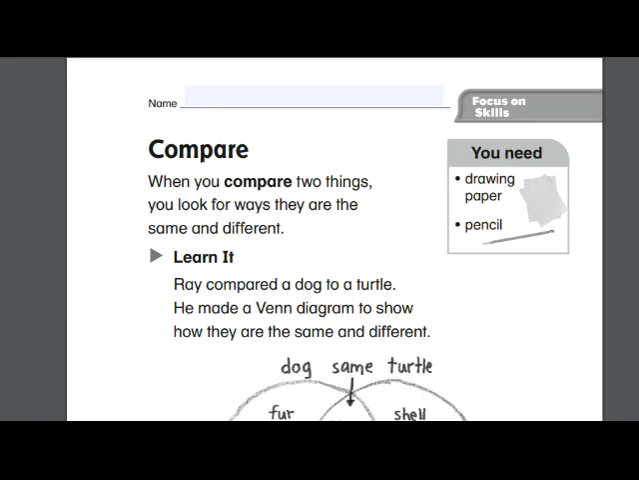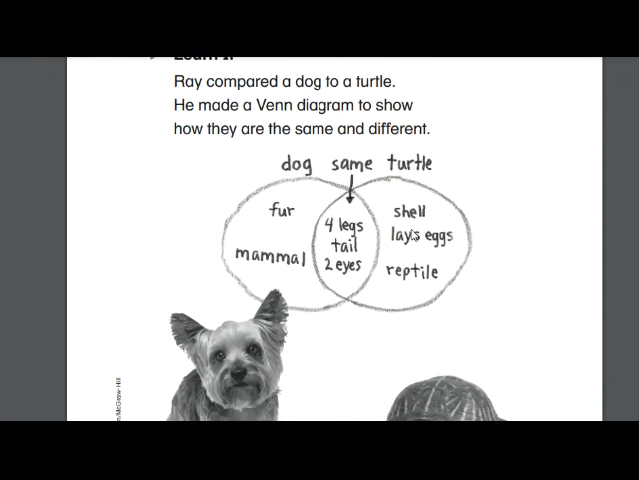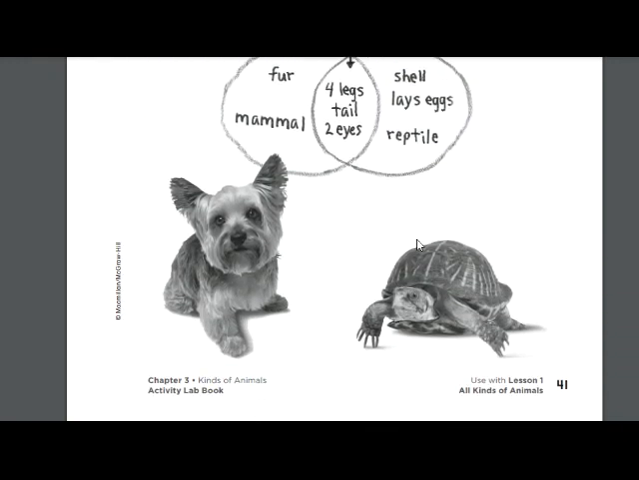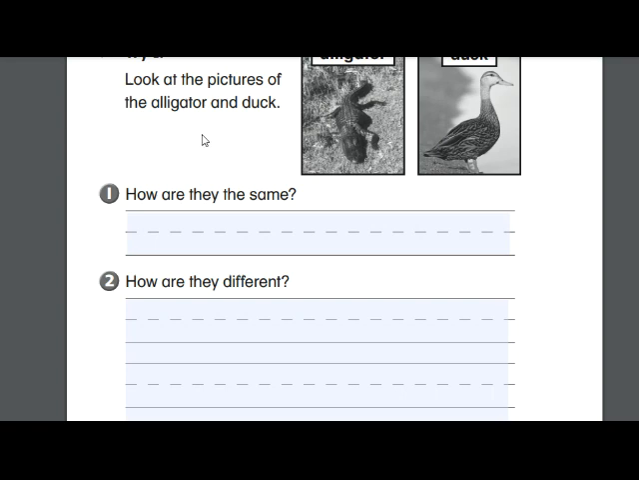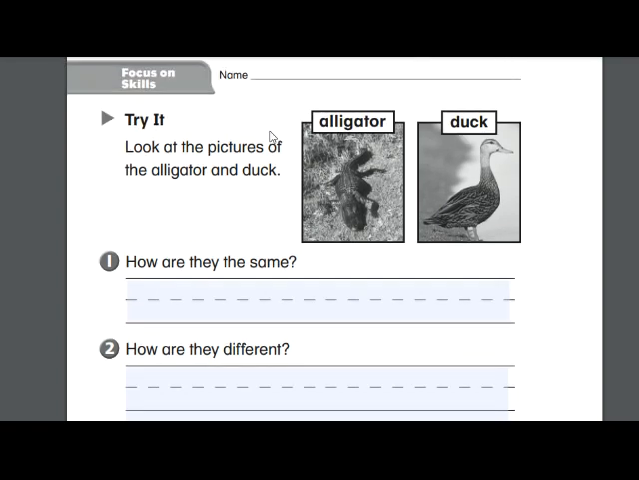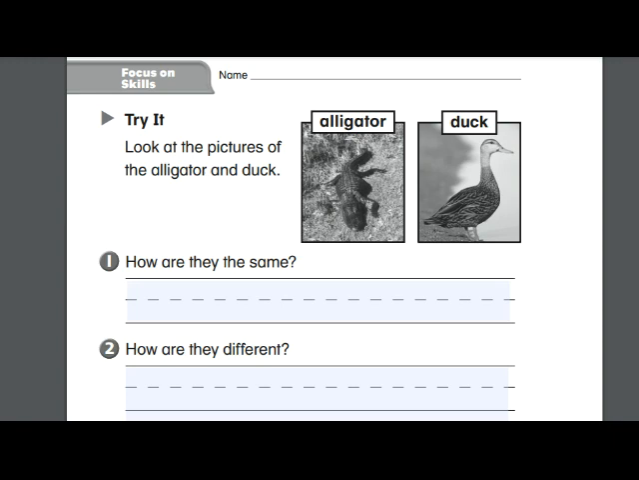Let's look at the other worksheet you're going to begin with. The first page looks very similar to what we just reviewed together. There's the turtle, the dog, and the Venn diagram. Here's the second page you're going to fill out. We are going to look at the pictures of an alligator and a duck. So these are your two animals. This side can be your alligator side. This side can be your duck side. We are going to compare this alligator and this duck.